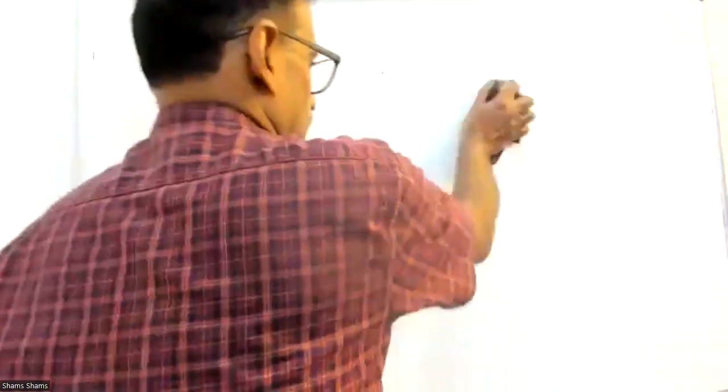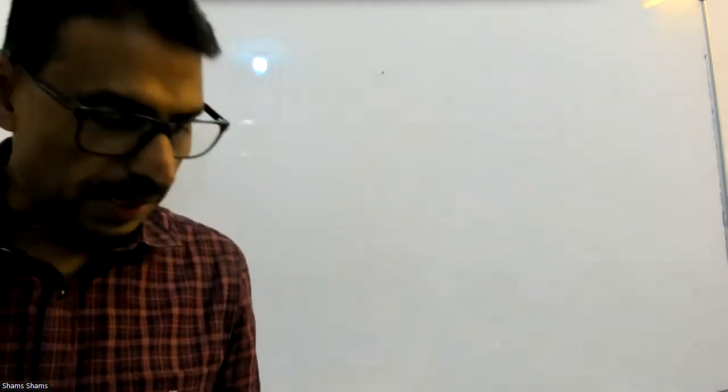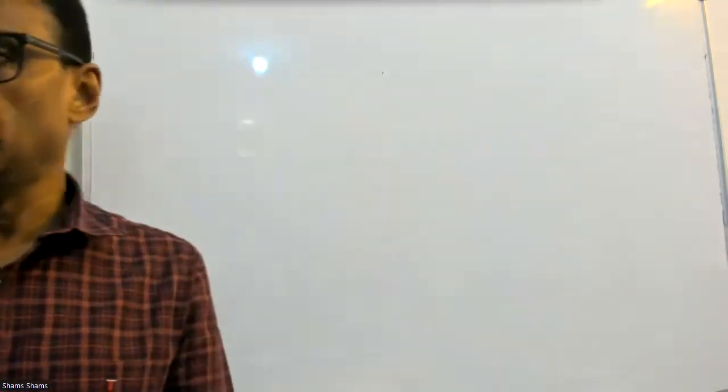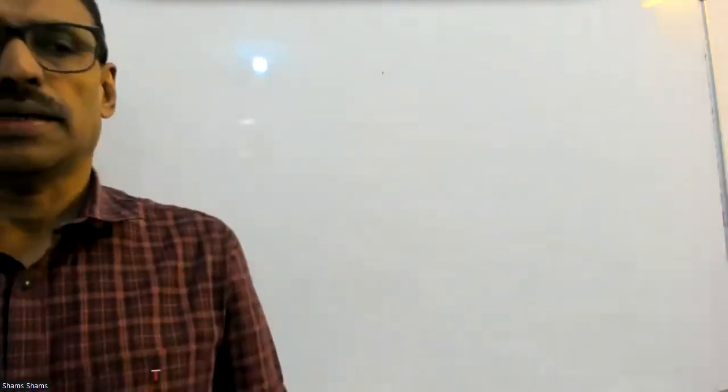Okay. Look here. What is given here? A parallelogram is given, a triangle is equal. What do you have to show? Rectangle.